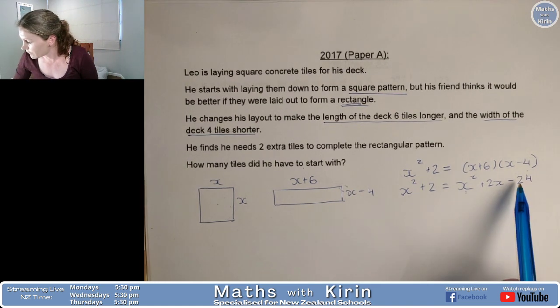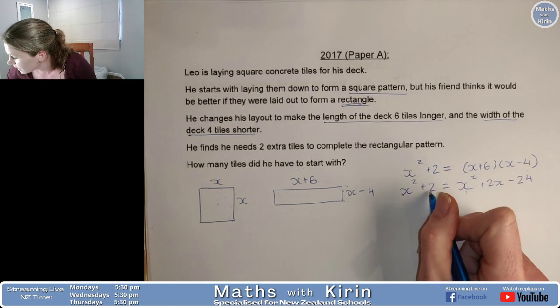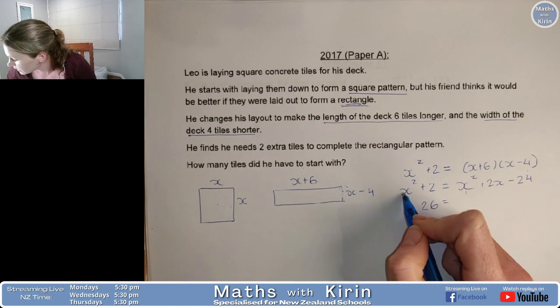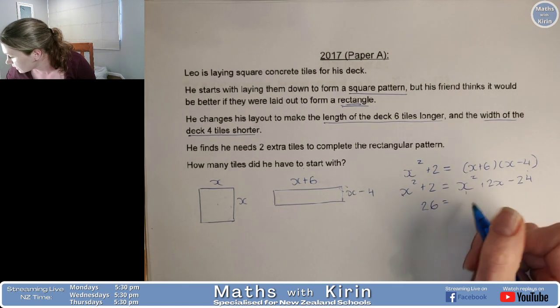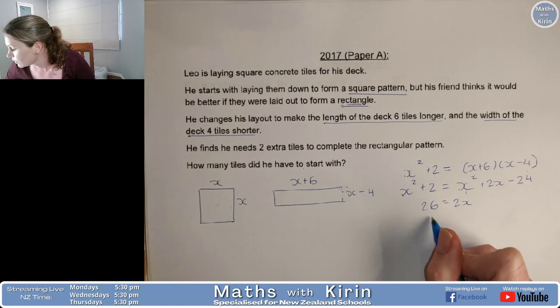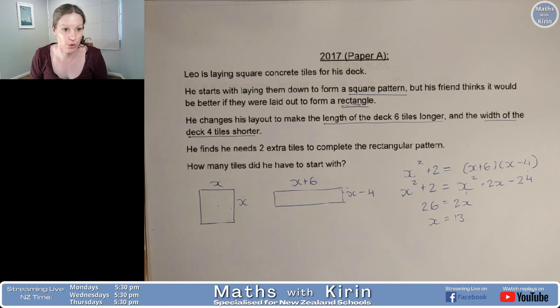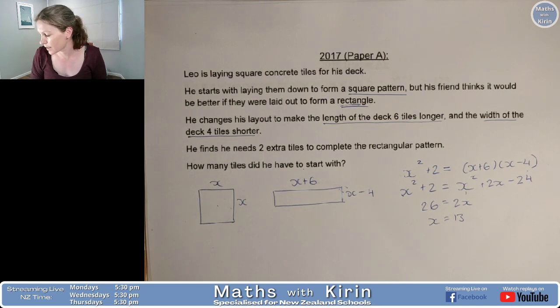Okay, so if you bring your 24 to the left-hand side and we add it to the 2, we get 26. x squared and x squared cancel each other out, so we are left with 2x, which means x is equal to 26 divided by 2, which is 13. Okay, and it pays to go back and make sure that we've answered the question.